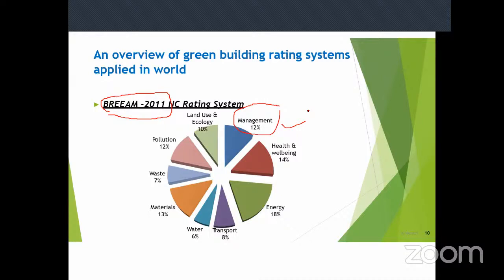Monitoring and commissioning of the energy use in the site activities, how the energy is used at the site, that is also monitored in case of management.